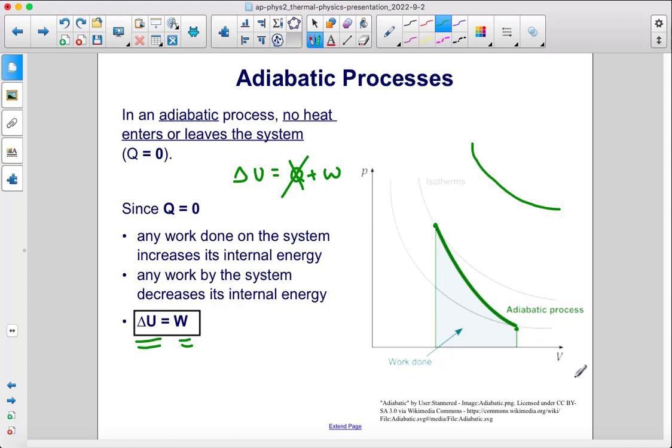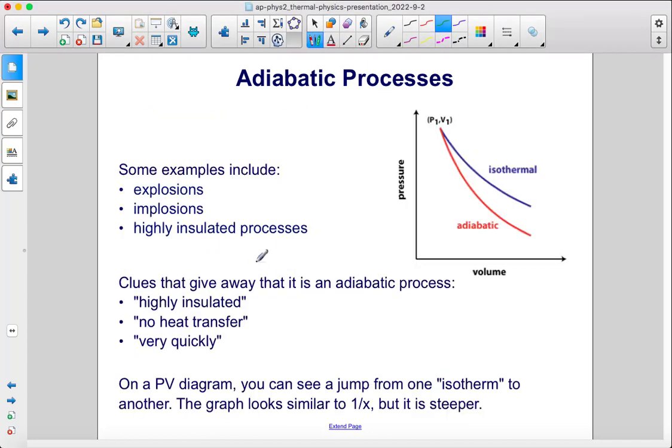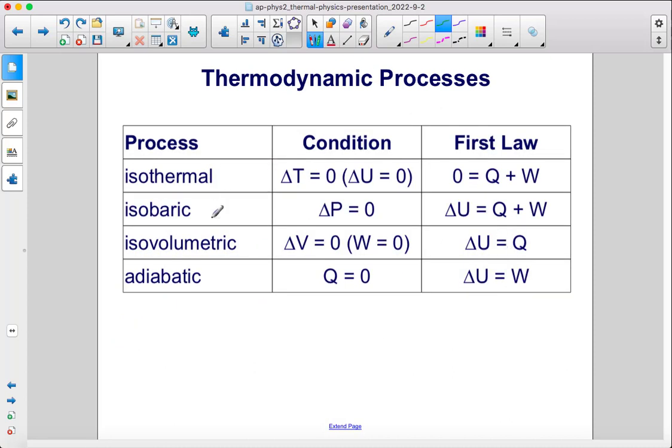It's steeper. Some examples of adiabatic processes include explosions, implosions, and highly insulated processes. Clues that give away that you are dealing with an adiabatic process include highly insulated, no heat transfer, or very quickly. On a PV diagram, you can see a jump from one isotherm to another. The graph looks similar to 1 over x, but it is steeper. So here we have an isotherm, and there we have an adiabatic curve. Here we have a summary of the 4 processes, their specific conditions, and how the first law of thermodynamics can be applied to each of them.